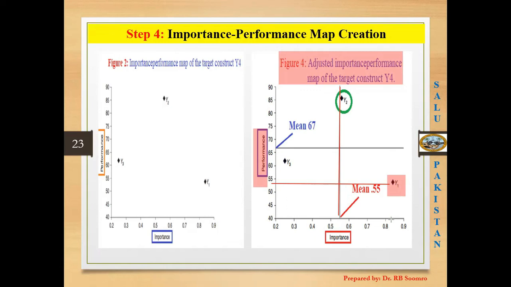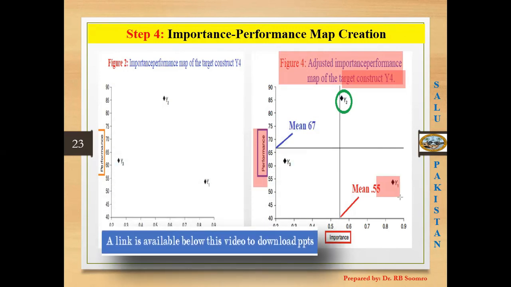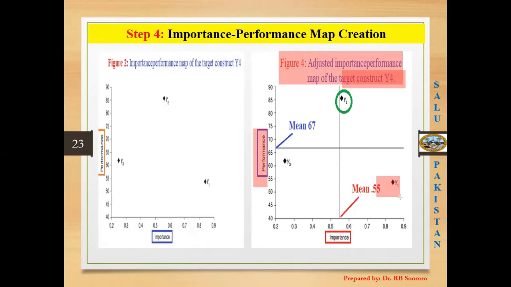So here is the decision making: whenever managers want to increase the performance of Y4, they need to enhance the performance of Y1. If they enhance the performance of Y1, automatically the target construct Y4's performance will be increased. Probably the construct Y1 may be employee performance, and its performance is very low. So this is the area where the manager should focus.